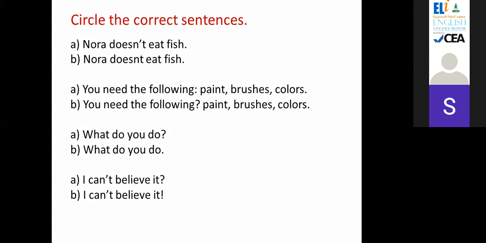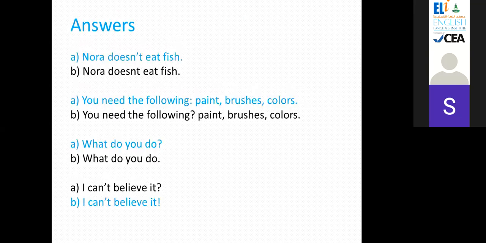if I say I can't believe it, we should use an exclamation mark instead of a question mark. So these are some usages of different punctuation.